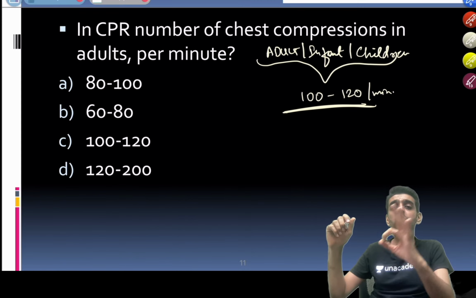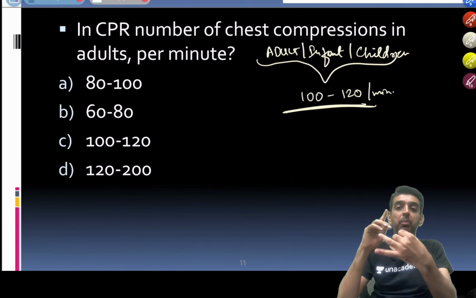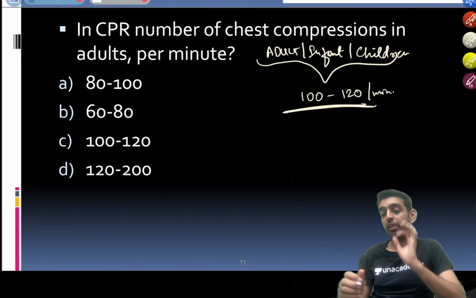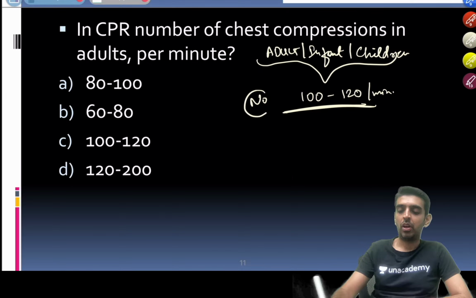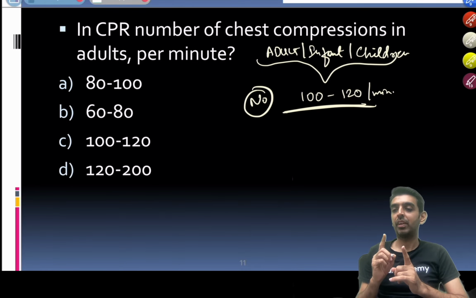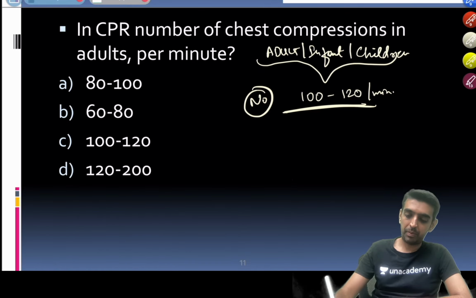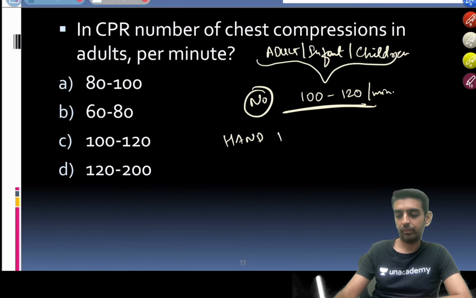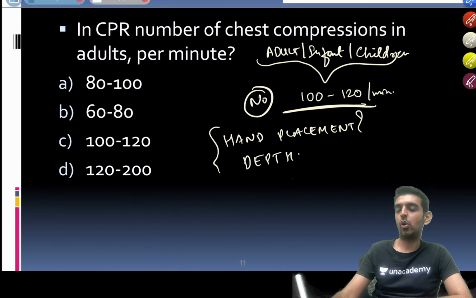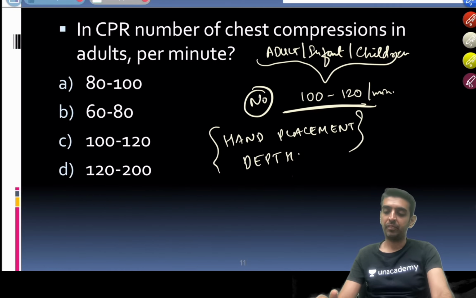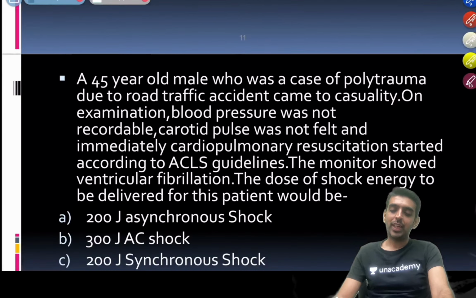The number of chest compressions, be it adult, be it child, be it infants, no matter whoever comes, is always the same, right? What differs is hand placement, all right, and the depth. So hand placement and depth of chest compressions is different in all the three scenarios, right? It is different in all the three cases. Clear? Moving on to the next question.